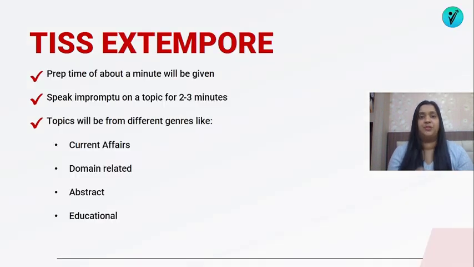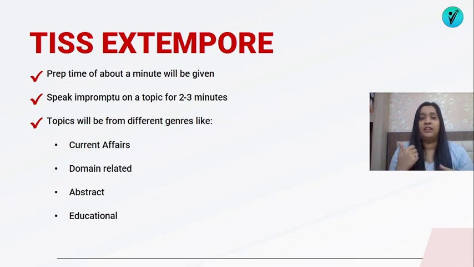Now the TISS Extempore is the next round. So this is again applicable for all courses. There is a prep time of about 1 minute that is given to you. Post that you need to speak impromptu, that is at that given moment, for around 2 to 3 minutes. The topics will be from different genres like current affairs. So current affairs में hot trending topics जैसे कि national NEP हो गया या फिर war, is it important, is it not important, can we do without it or with it.